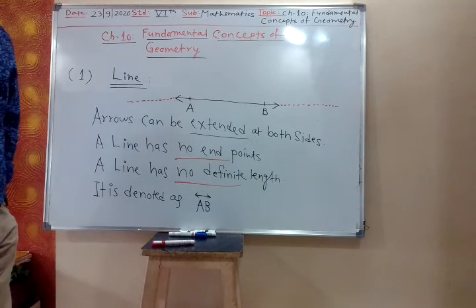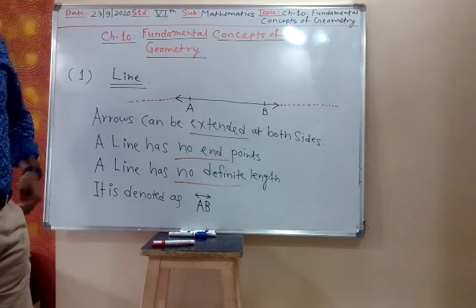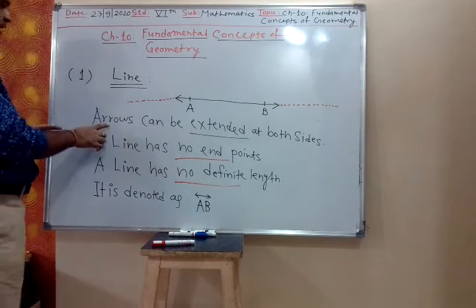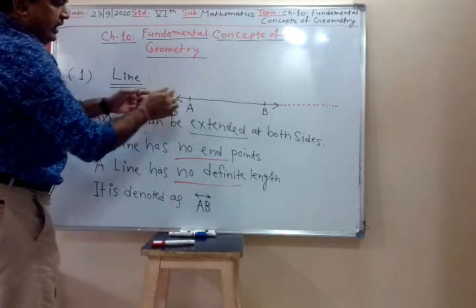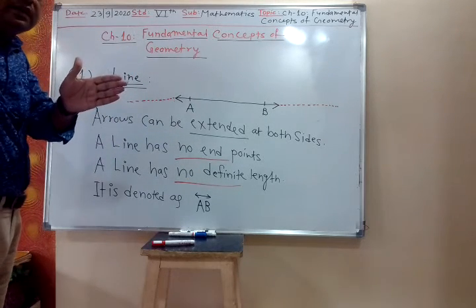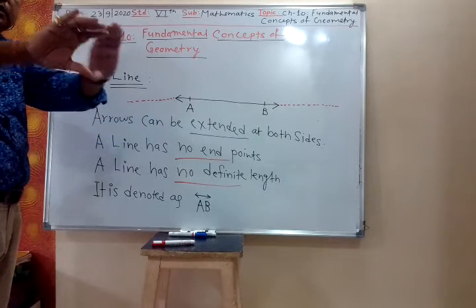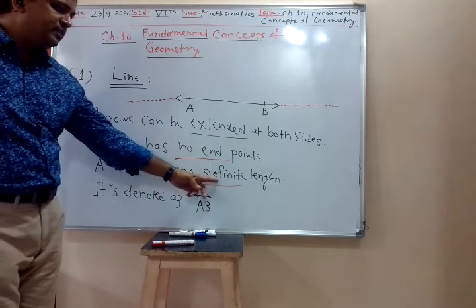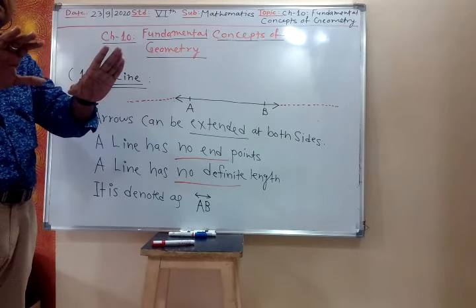It is denoted as AB. Line means it has arrow at both the sides. And whenever there is arrow at both the sides, arrow means this can be extended further. Since a line can be extended at both the sides, it has no fixed length. It has no definite length.